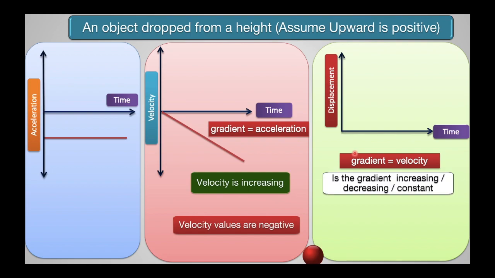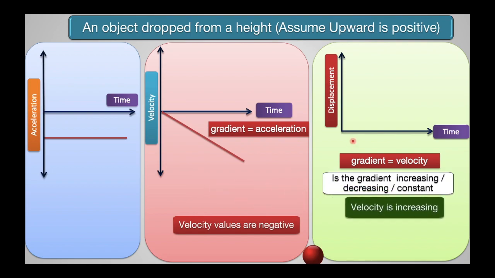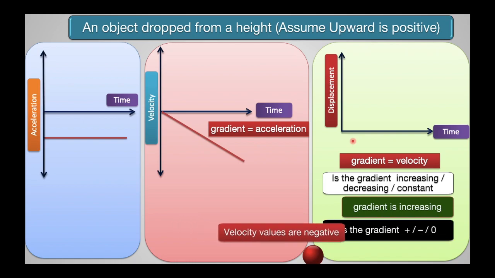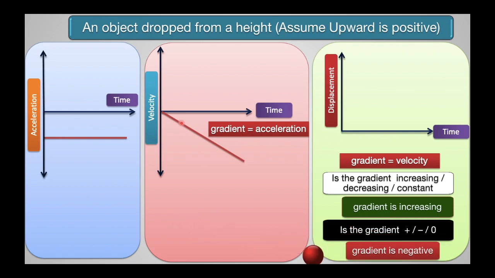First question, is the velocity increasing, decreasing or constant? It is increasing. So I have to plot a graph of increasing gradient, which means I'm going to plot a curve. The second question, is it positive, negative or zero? It's negative. All the velocity values are negative. So I'm going to plot a curve whose gradient is negative and whose gradient is increasing. An increasing gradient but a negative gradient. You can see it's starting from 0 going to a very high value, but it's having a negative gradient.